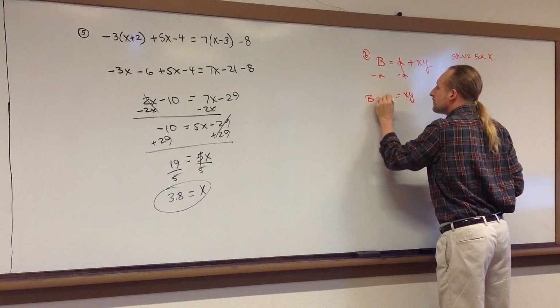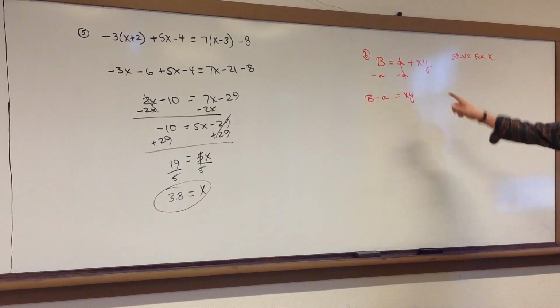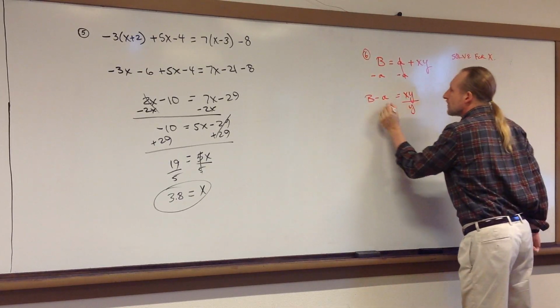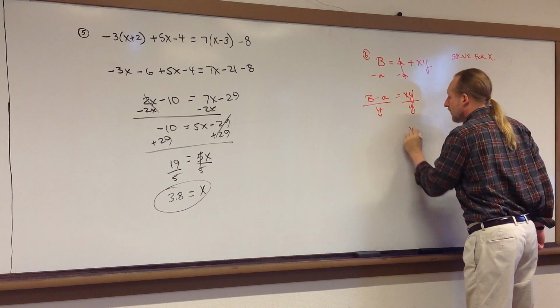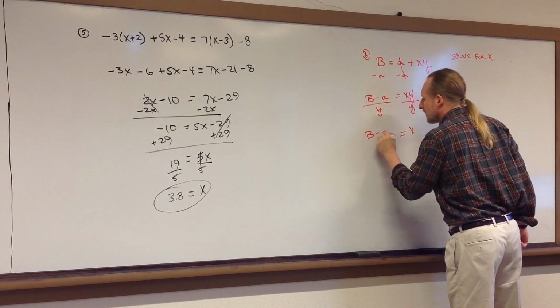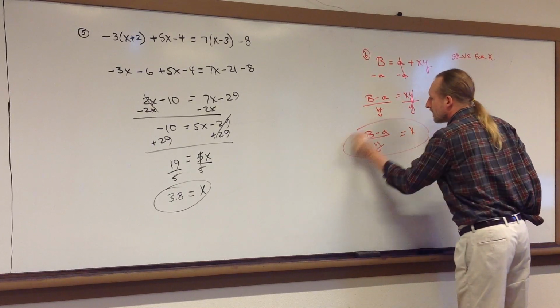xy equals b minus a. And then to isolate the x, we're going to divide on both sides by y. And so x is b minus a divided by y.